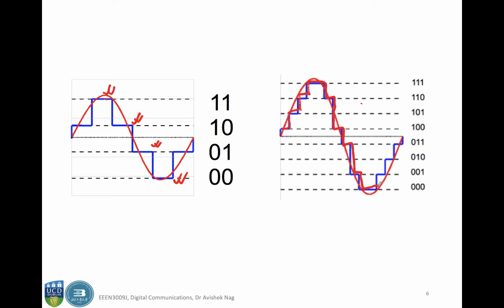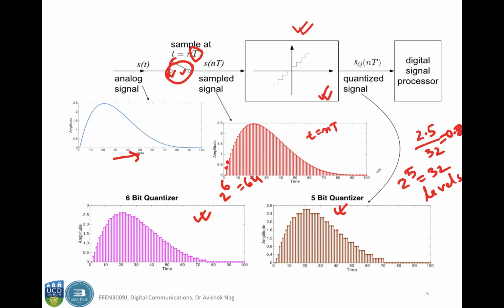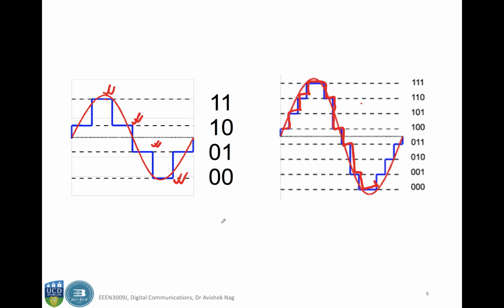So this is the story that was also reflected in the previous slide when I showed you the 5-bit quantizer versus the 6-bit quantizer. So the more bits you have for the quantizer, or in other words, the more the resolution of the quantizer, the better it is. A better approximation of the signal can be obtained, and you can have less error associated with the quantization.